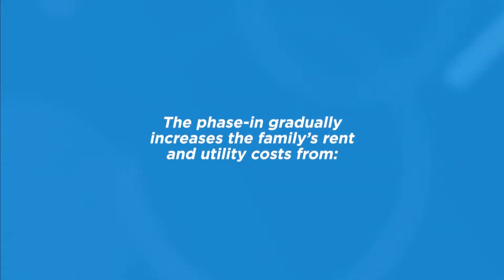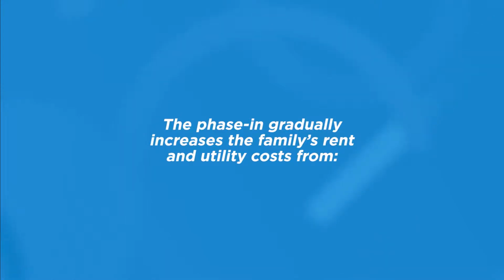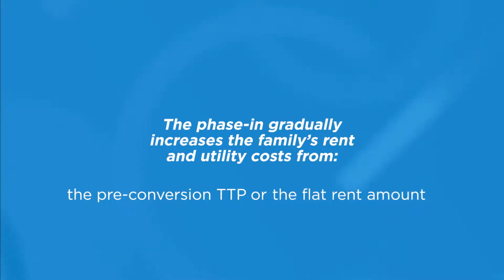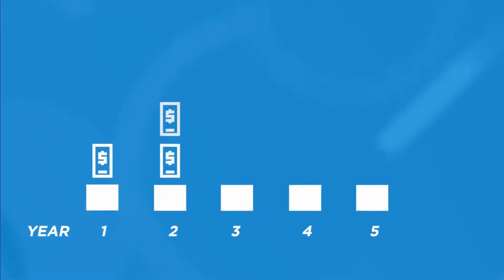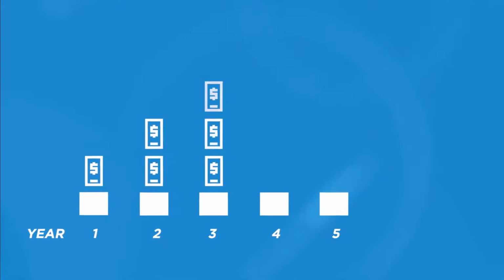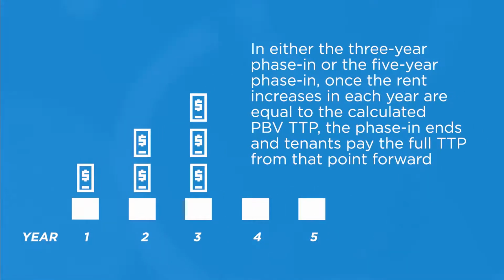The phase-in gradually increases the family's rent and utility costs from the pre-conversion TTP, or, if a family was paying a flat rent immediately prior to RAD conversion, the flat rent amount. The PHA begins increasing the family's share at the first recertification, or year 1 following conversion. In either the 3-year phase-in or the 5-year phase-in, once the rent increases in each year are equal to the calculated PBV TTP, the phase-in ends and tenants pay the full TTP from that point forward.